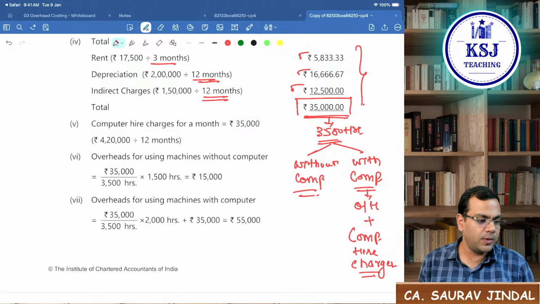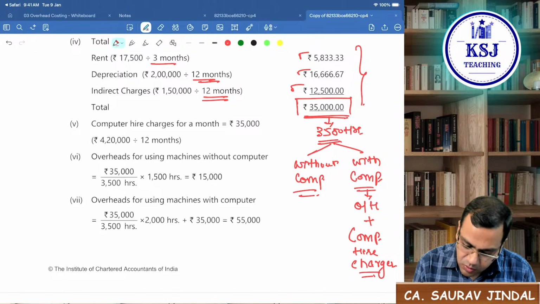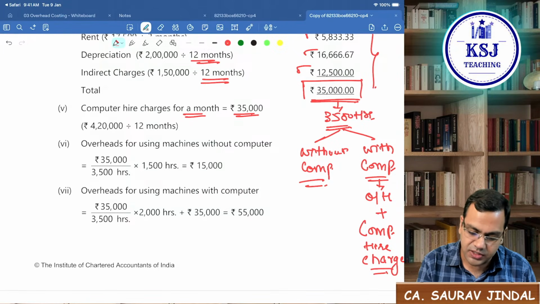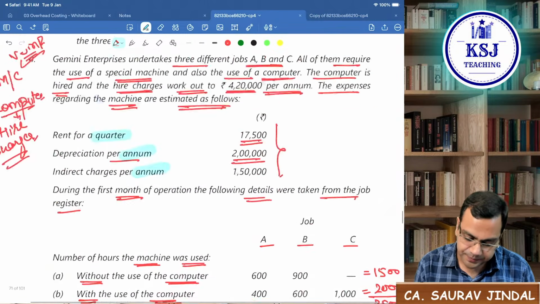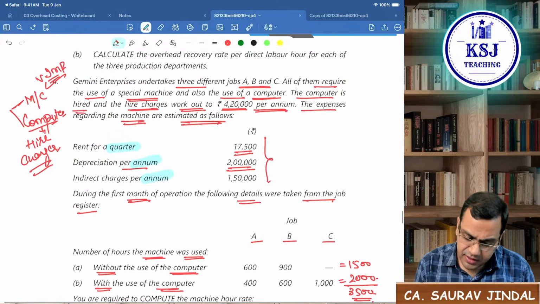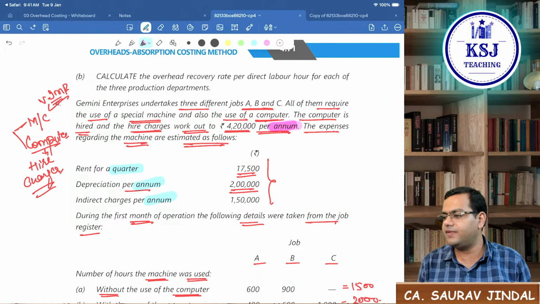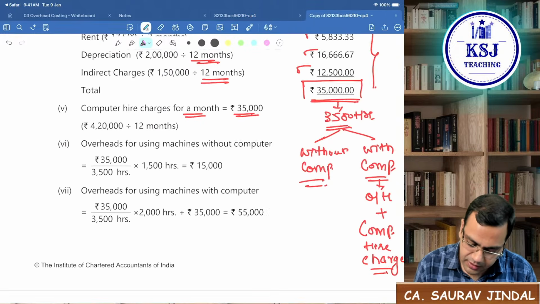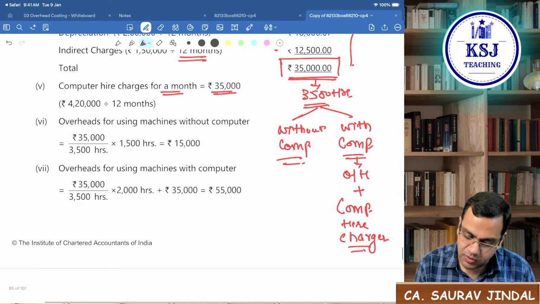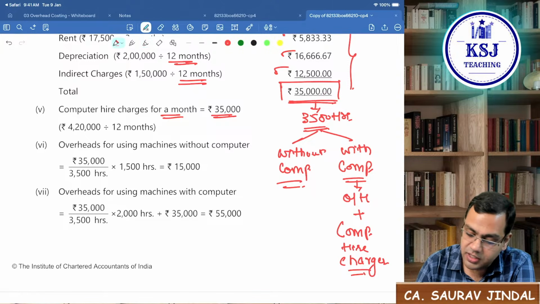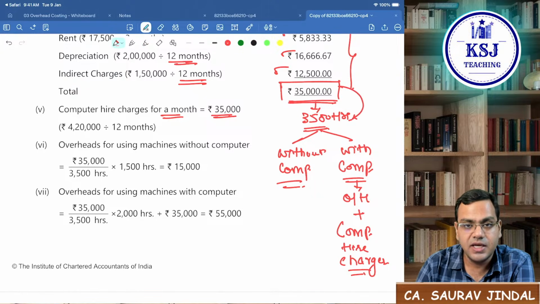Is that clear, everyone? So what they have done is computer hire charges for a month 35,000, because for the whole year it is given: 4,20,000 per annum. So we will calculate it for one month. So for a month we have calculated. Now as I told you, this 35,000 of the overheads is for the whole of 3,500 hours, right?